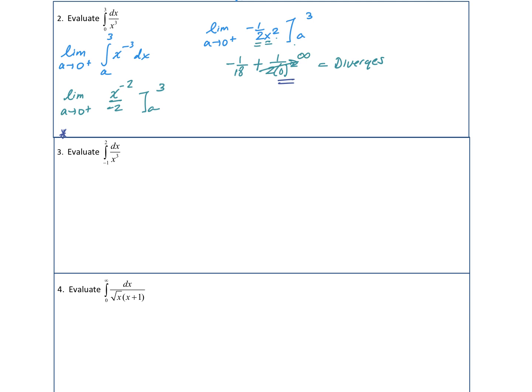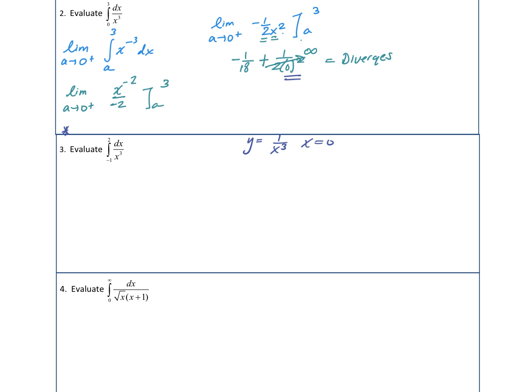This one's a little tricky. It is an improper integral. You don't have the infinity in the bounds, nor do you have the asymptote as one of the bounds. It's embedded in the bounds. So our vertical asymptote here, again, is 0. We have 1 over x cubed. X cannot be 0. That's my vertical asymptote. So I'm going to set up two integrals. We're going to go from negative 1 to 0, and then 0 to 2.